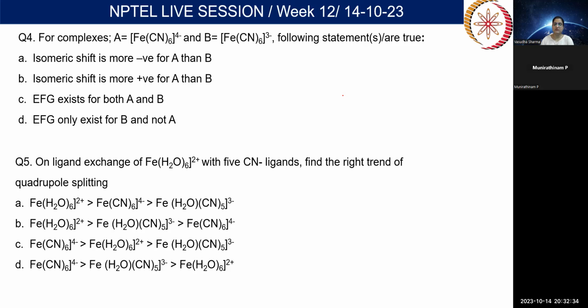Now try this one. This we have already tried in earlier assignments, so I'm just giving you a repetitive example so that the concept would be very, very clear. For the complexes A and B, where A is [Fe(CN)6]4- and B is [Fe(CN)6]3-, which ones are true? So solve it and then let me know, then we'll solve it properly.